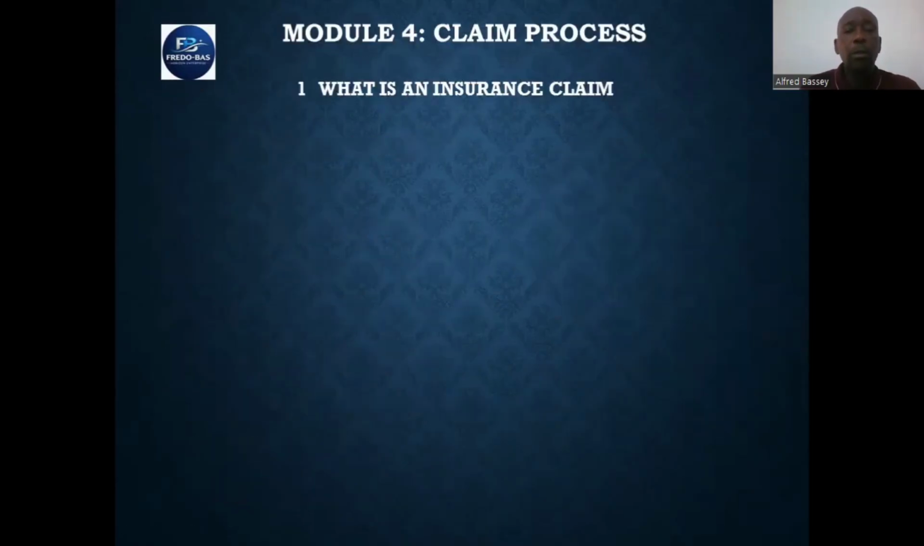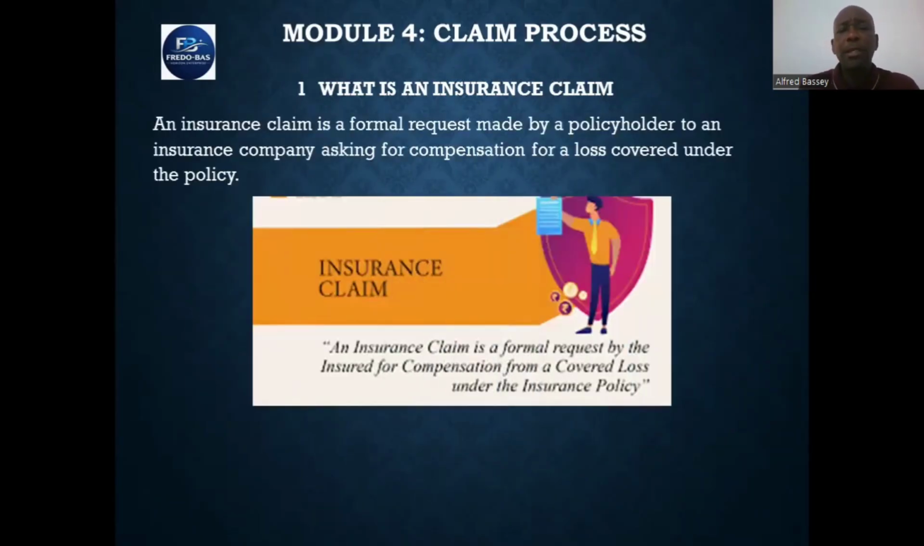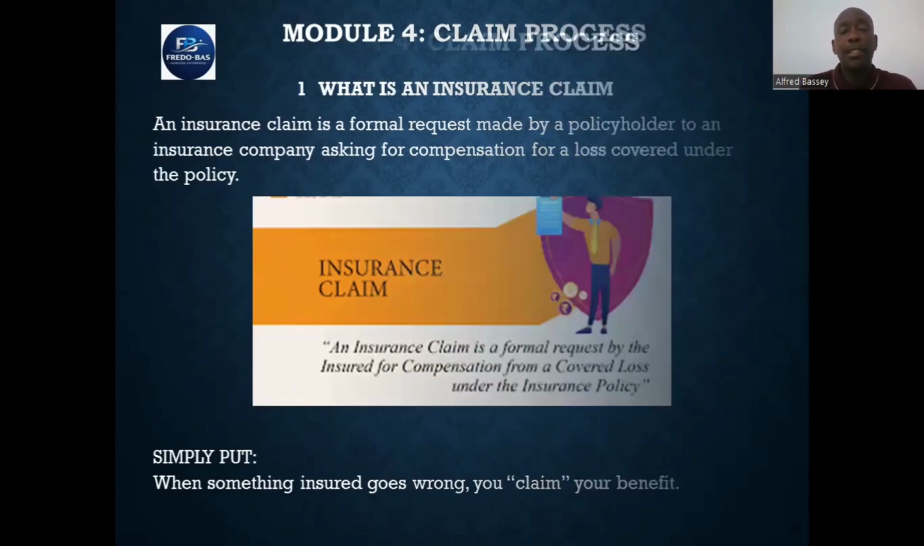So we want to find out what an insurance claim is. We want to know what the meaning is. An insurance claim is a formal request made by a policyholder to an insurance company asking for compensation for a loss covered under that policy. Simply put, when something insured goes wrong, you claim your benefits.